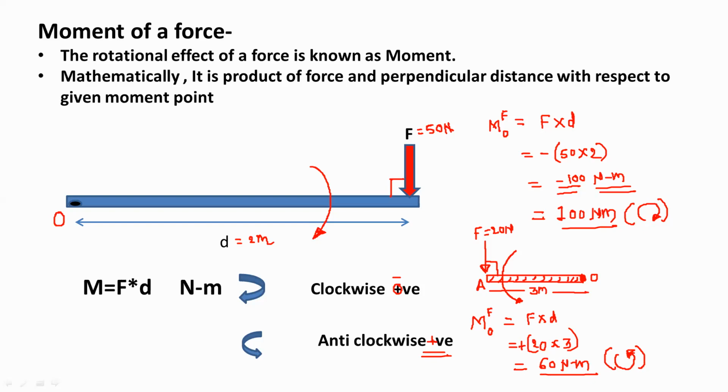I hope this concept is clear. What is a clockwise moment and what is an anti-clockwise moment? When the direction is specified as clockwise, in the calculation we need to take this value as a minus. And when the direction is specified as anti-clockwise, in the calculation we have to take this value as positive. So is the concept of moment and the mathematical equation clear to you?